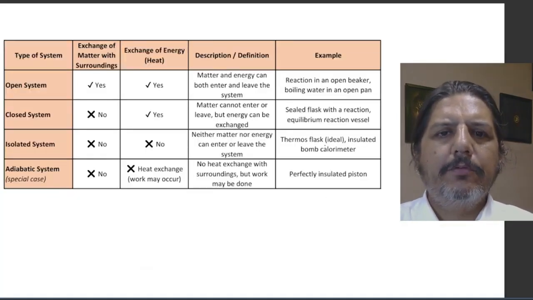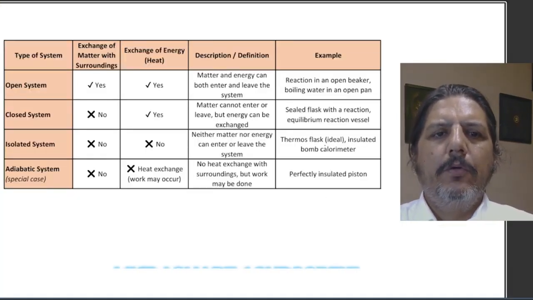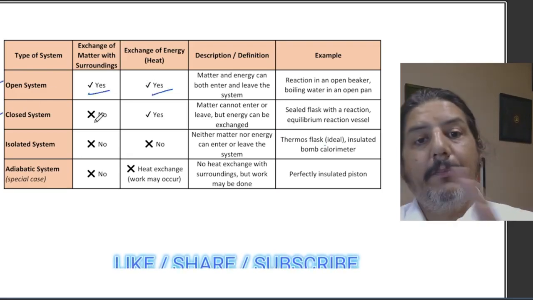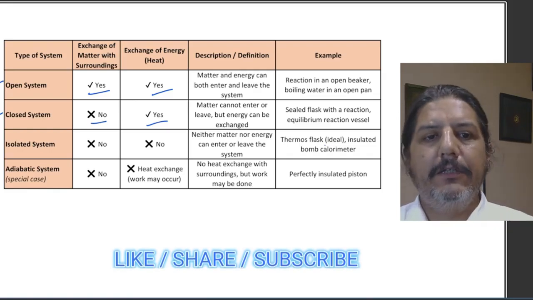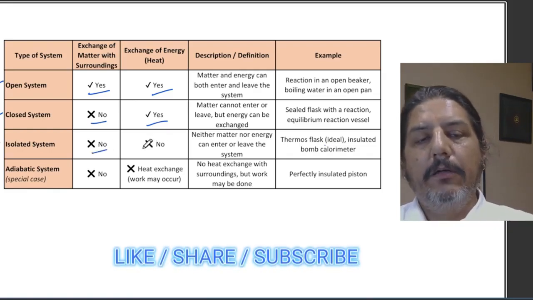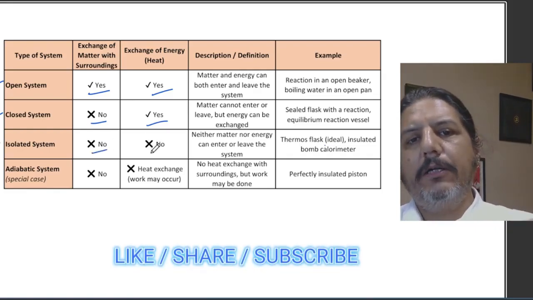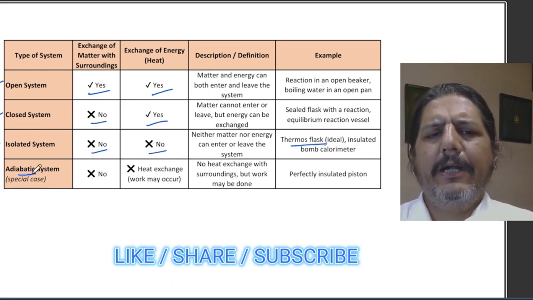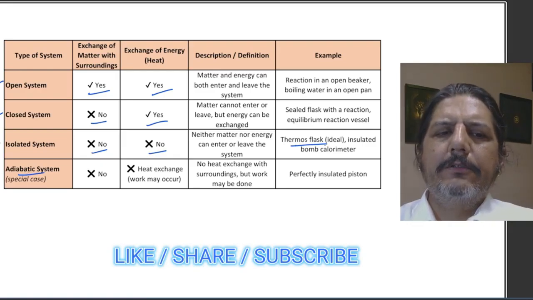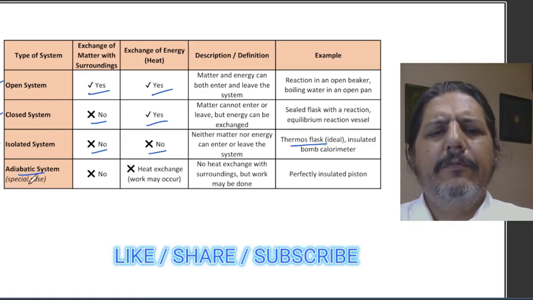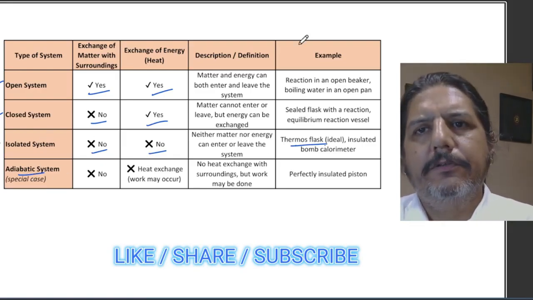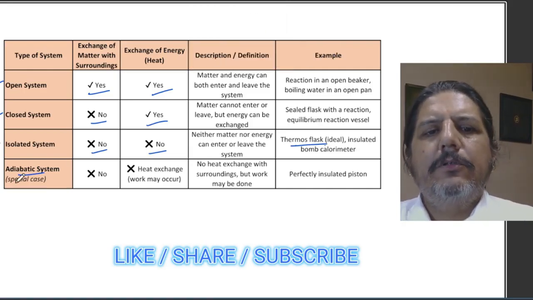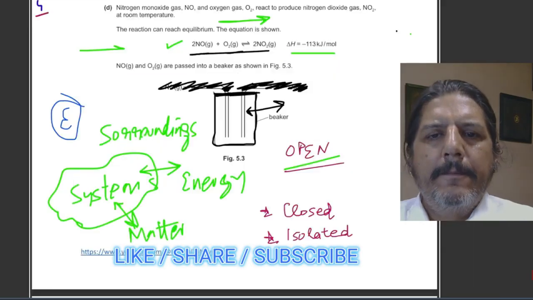So in the previous question, I discussed this: in an open system, matter as well as energy is exchanged. In a closed system, matter is not exchanged, but energy can be exchanged. In an isolated system, neither matter nor energy can be exchanged. This is the example of an ideal thermos flask. There is something called an adiabatic system also, not in your syllabus, but I just mentioned it here. If anyone is interested, you can have a look at it on ChatGPT. This is usually explained in detail in class level.